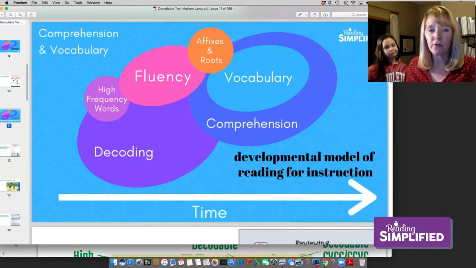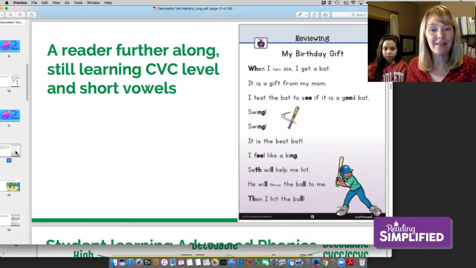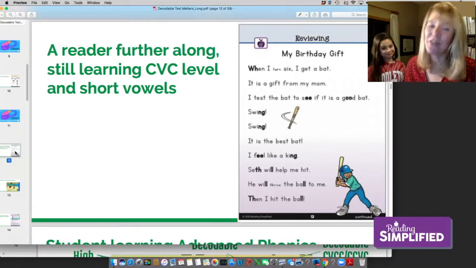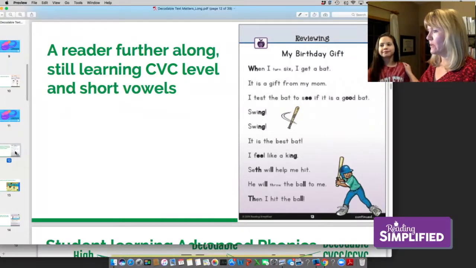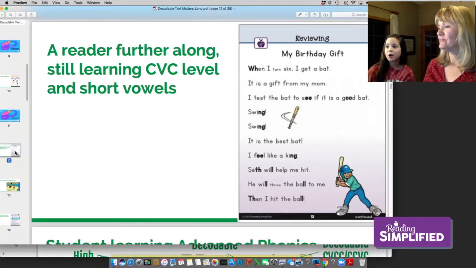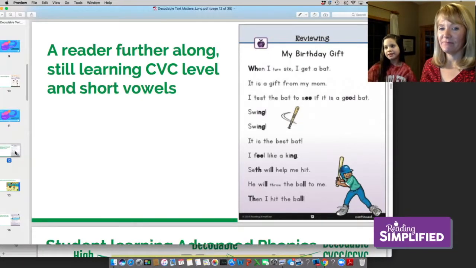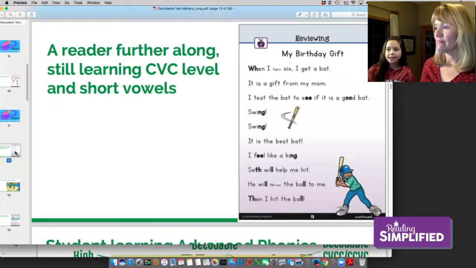But then after not too long with Reading Simplified strategies, they can move on to this slightly more complex, but still mostly decodable text. Notice how many CVC words, 3 sounds, there are. Okay, my friend is going to read a little bit of it loudly. When I turned 6, I got a bat. It is a gift from my mom. I test the bat to see if it's a good bat. Swing, swing. It's the best bat.